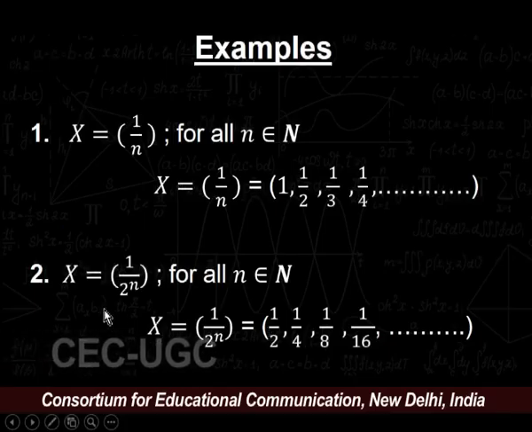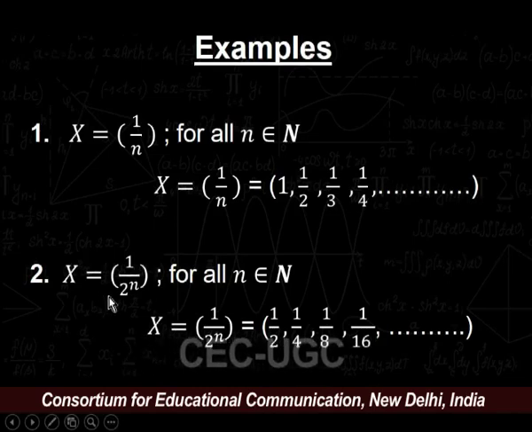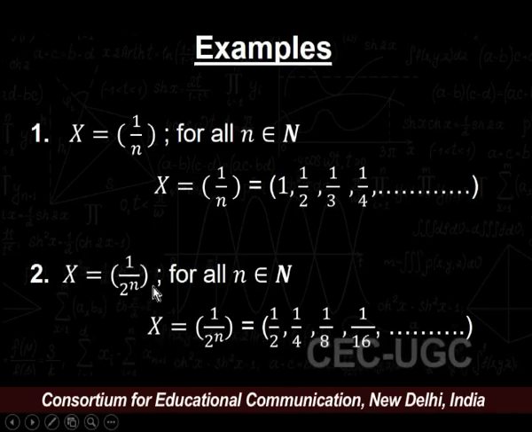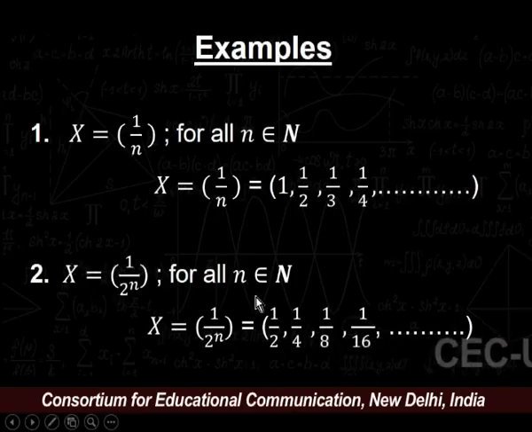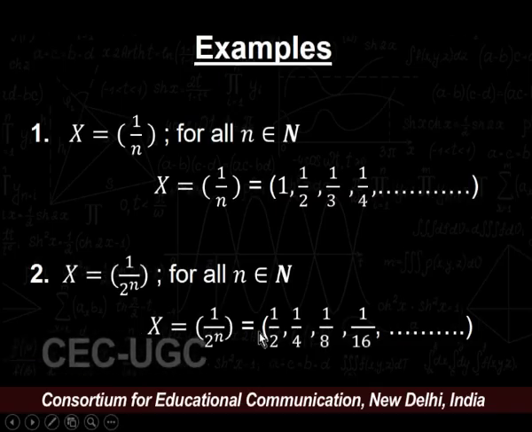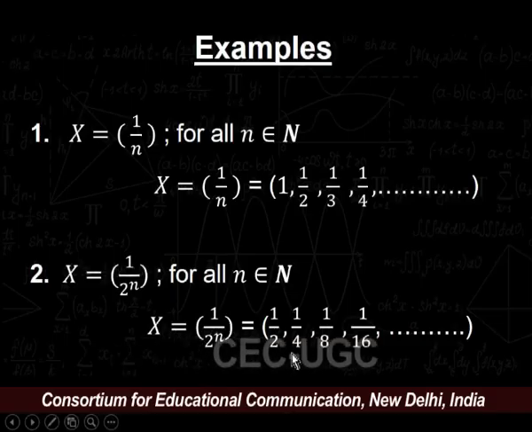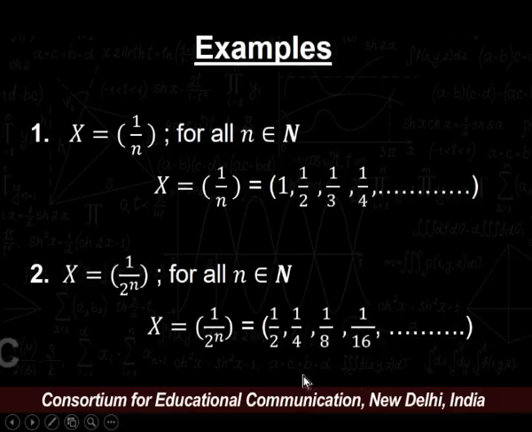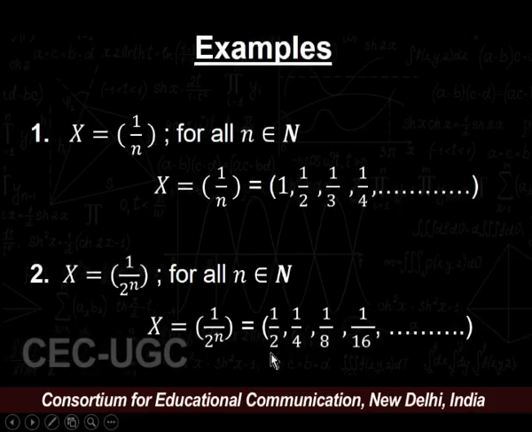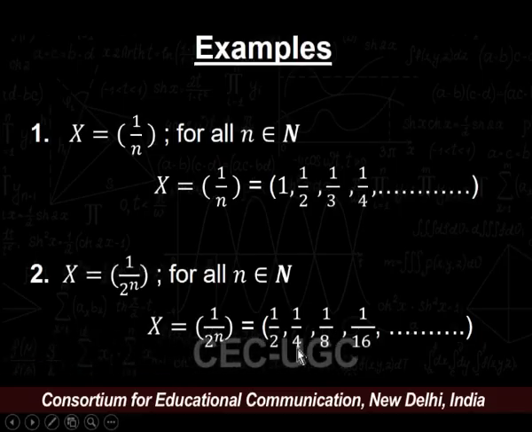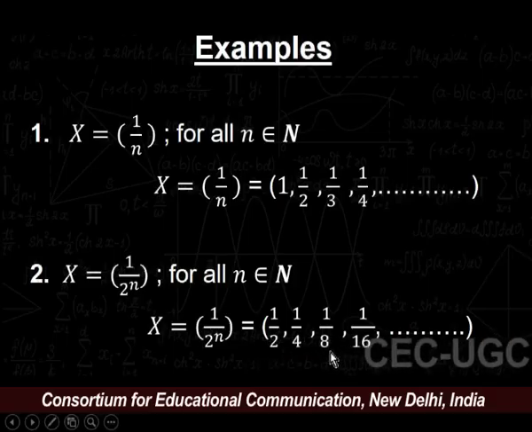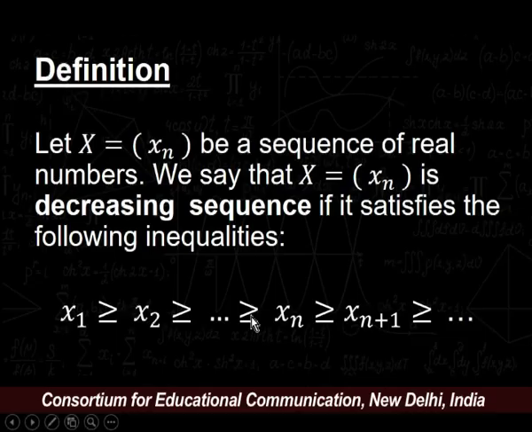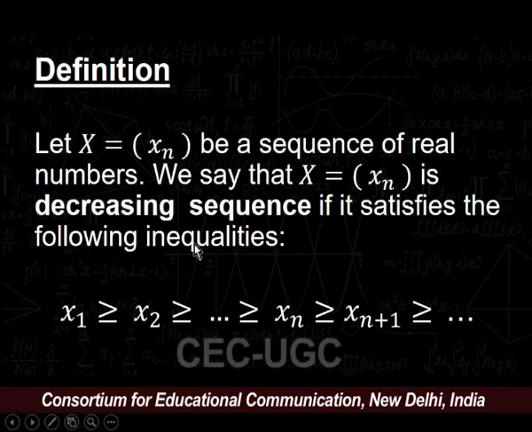Our second sequence is x_n = 1/2^n for all n belonging to the natural numbers. Again, if we expand the sequence, we get a sequence of the form 1/2, 1/4, 1/8, 1/16 and so on. Again, we can check that the first term is strictly greater than the second term, and the second term is greater than the third term and so on. So, these kinds of sequences are known as decreasing sequences.